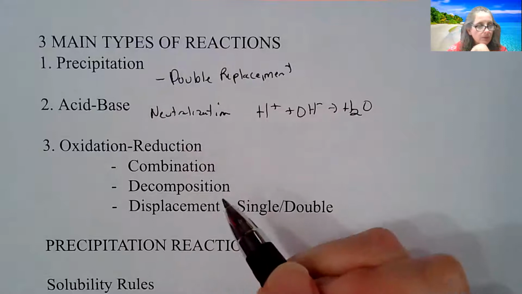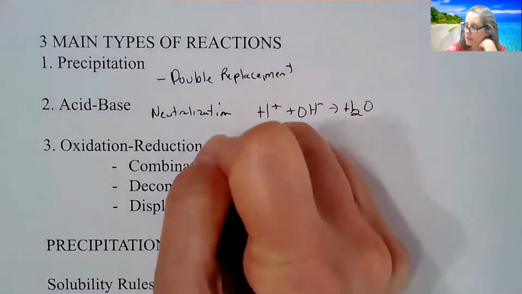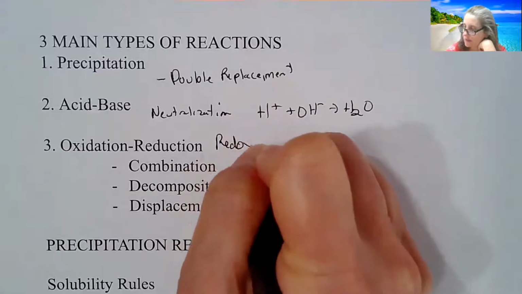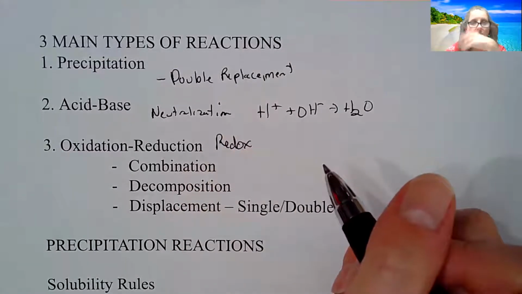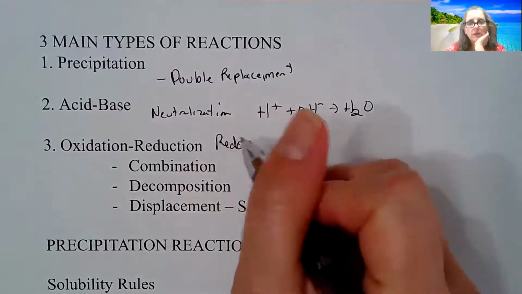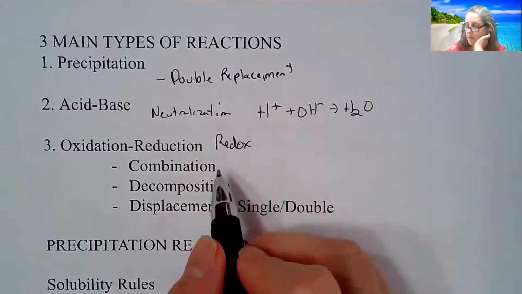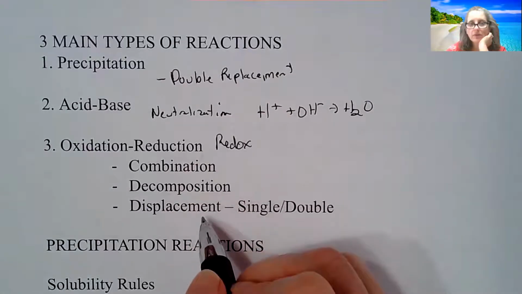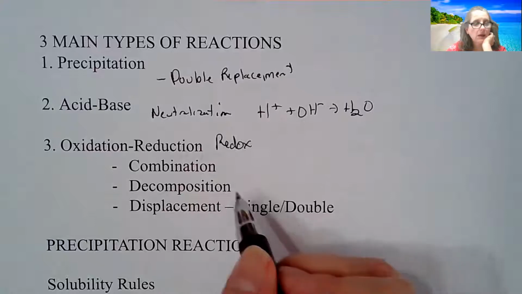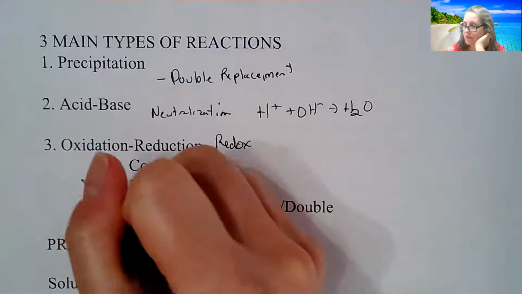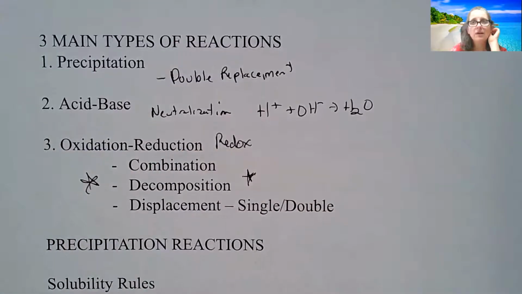But the last one is called oxidation reduction. It is abbreviated redox, R-E-D for reduction, O-X for oxidation. It is the movement of electrons. And we're going to talk about redox reactions specifically in this chapter. So combination reaction, decomposition reaction, displacement single and double are all considered oxidation reductions. So really, unfortunately for first year chemistry, we don't really do much with oxidation reduction that first year, but we're going to spend a lot more time this year talking about it.